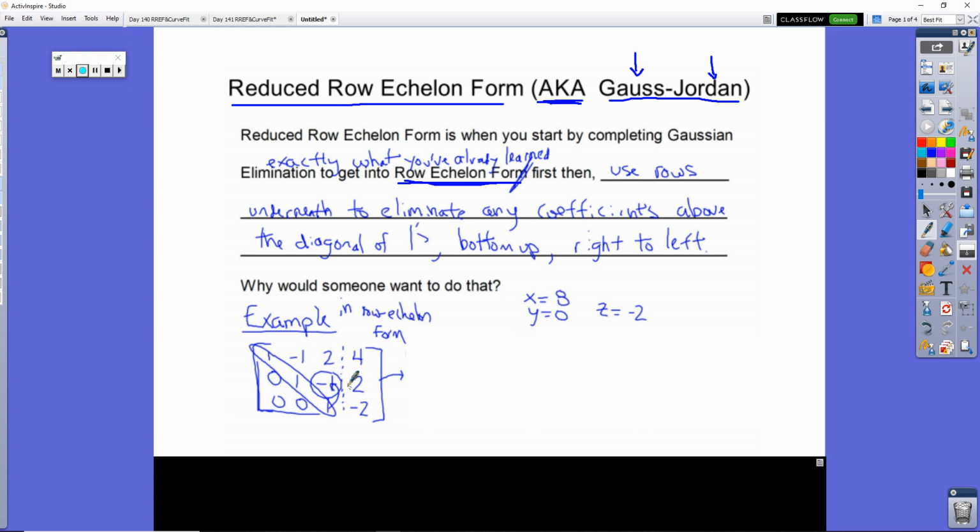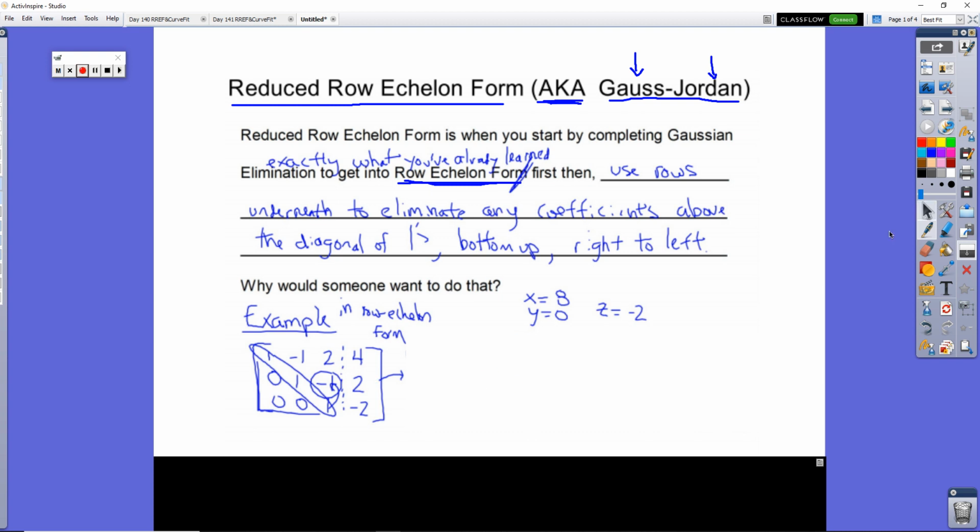But this part right here with putting the letters back in to figure out the answers for z and y and x eventually, that was the part that Jordan wasn't happy with. So what Jordan does is Jordan uses the bottom row, in particular this spot right here, to help him eliminate the -1 that's above the diagonal. So we're working from the bottom up.